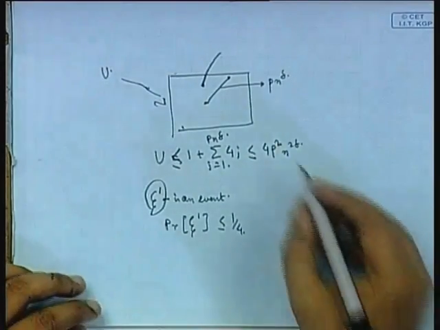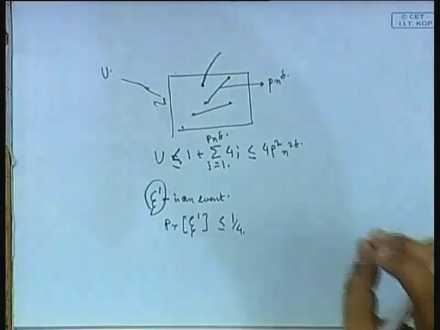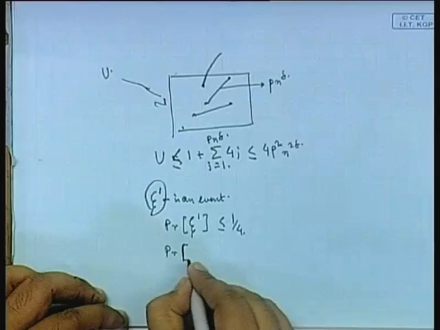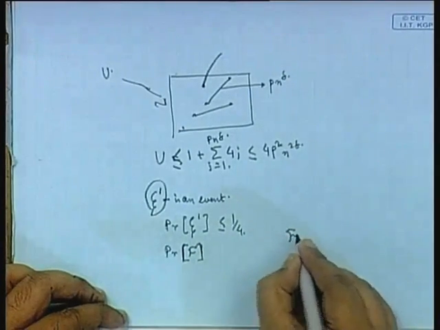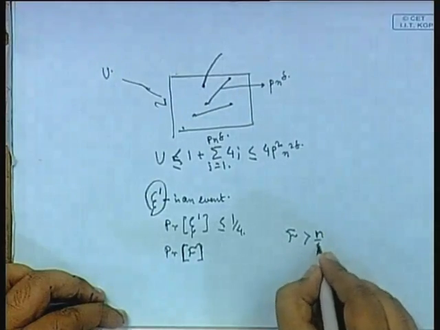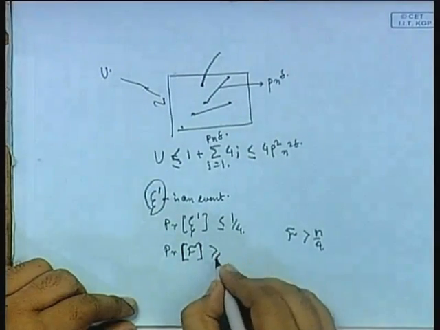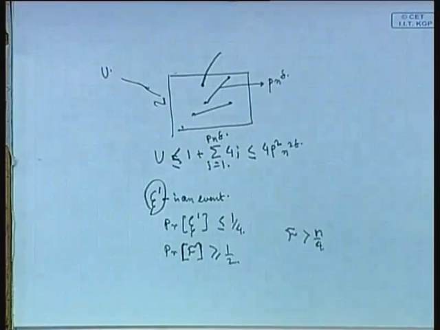The next point is that if I pick up two random nodes, what is the distance between them? And it can be shown that PR of F, that distance is greater than n by 4, is greater than or equal to half. You can think that the probable distances are from 1 to n minus 2, but as you go higher the number of nodes increases. So, up till n by 4 it is just 1/4.